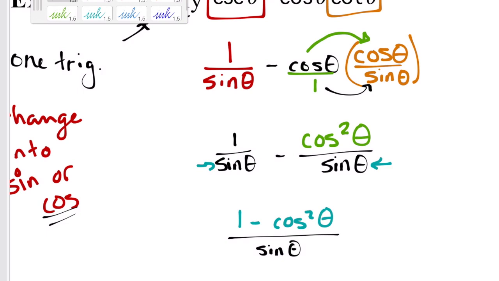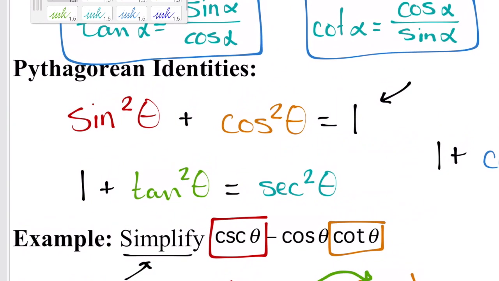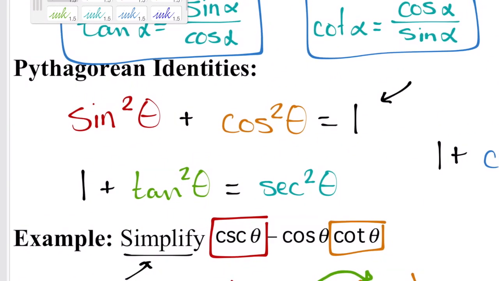And so now I have a cosine squared theta. And I have two trig functions, so I know I shouldn't be done. I have a cosine squared theta. The only time we're working with squares of these trig functions is when we're looking at the Pythagorean identities. So I'm going to go to the Pythagorean identity. And the only time we have a cosine squared theta is with the first one.